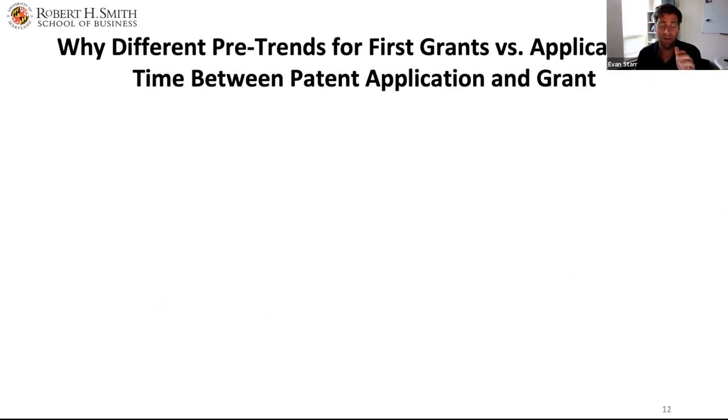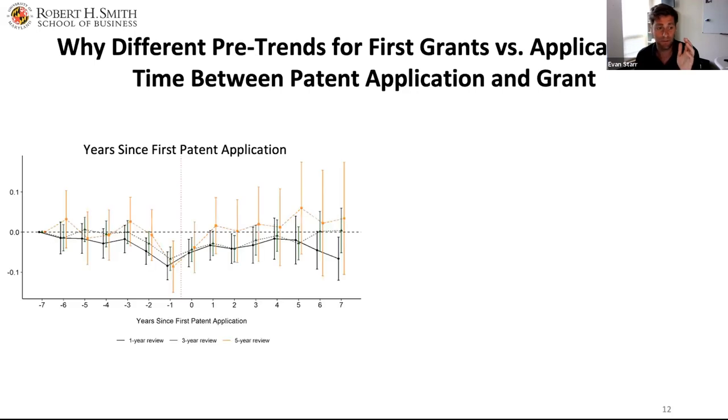So the answer is that sometimes patents are granted quickly, sometimes patents are granted slowly. And so if you just look at the time between a patent application and grant, we can see that really all of the action here is coming from when you apply. In this graph, I'm showing you the years since first patent application, but I'm just going to cut it based on the length of the review period. So people got a 1-year review, a 3-year review, or a 5-year review.